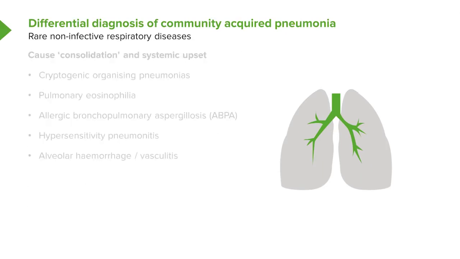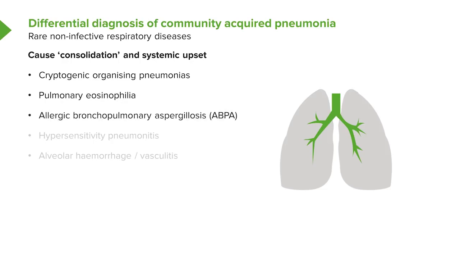In addition, there are a range of relatively unusual and rare lung conditions which cause inflammation and consolidation, or what looks like consolidation on an X-ray. And these, because they cause inflammation and systemic upset and have X-ray changes suggestive of consolidation, could easily be confused with pneumonia. Fortunately, they're very rare, but they do need to be considered in patients who are not improving. So these include diseases such as cryptogenic organizing pneumonia, a non-infective form of consolidation, pulmonary eosinophilia, where eosinophils form consolidation in the lungs, allergic bronchopulmonary aspergillosis, which is a subject of one of the airways talks, hypersensitivity pneumonitis, and vasculitis, which are discussed in the interstitial lung disease talks and the pulmonary vascular talks, respectively.